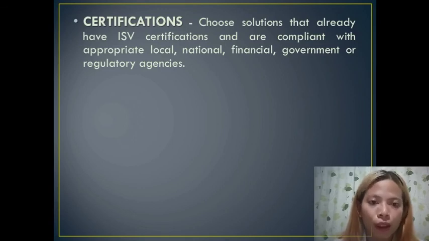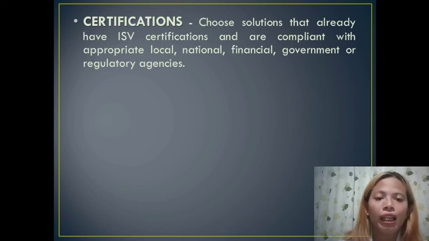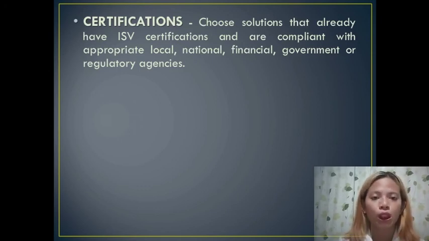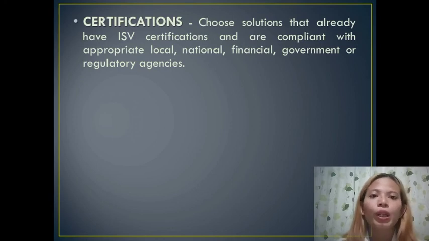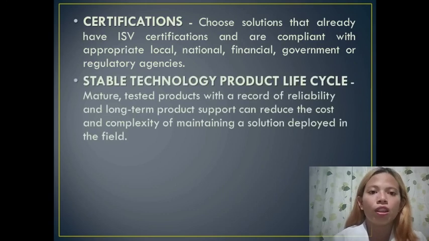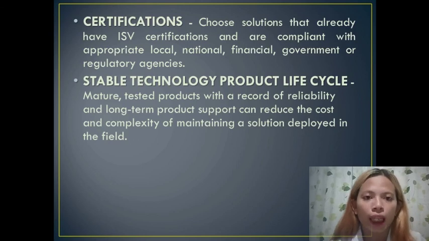Certification is also one of the requirements for intelligent systems. You need to choose a solution that already has ISV, or independent software vendor, certifications that comply with appropriate local, national, financial, and government, and also regulatory agencies. Next is a stable technology product life cycle. Mature, tested products with a record of reliability and long-term product support reduce the cost and complexity of maintaining a solution that is deployed in the field.